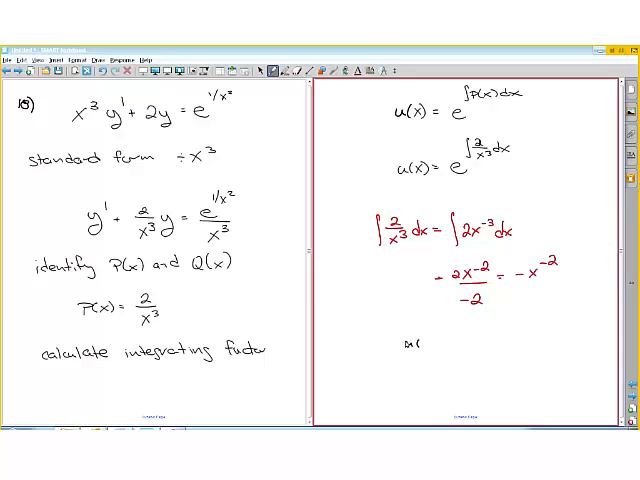So u of x, our integrating factor, is equal to e to the negative, well, this is x squared, 1 over x squared. So let me rewrite that. This is the same as negative 1 over x squared. So anyway, that's our integrating factor. It's not surprising that it matches up this pretty closely.